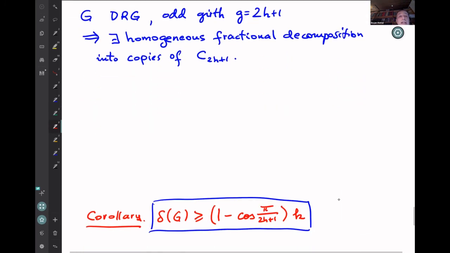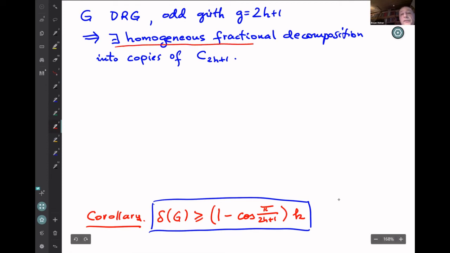Now, how does that work on distance regular graphs? Let me just mention that if you have a distance regular graph, it has a homogeneous fractional decomposition into copies of a single graph, which is just a cycle of length 2h plus 1. So how does that work? Let's look at any vertex here.